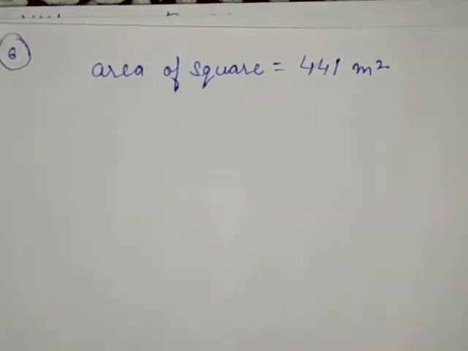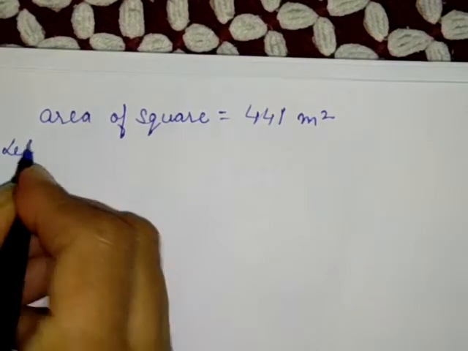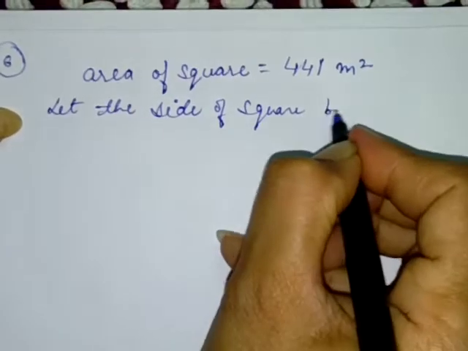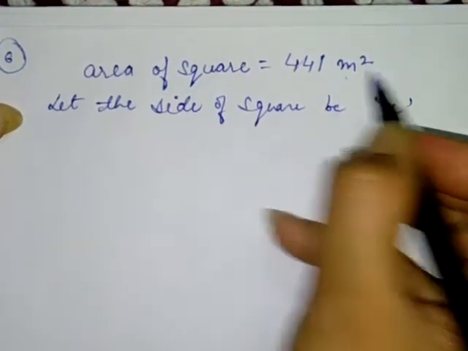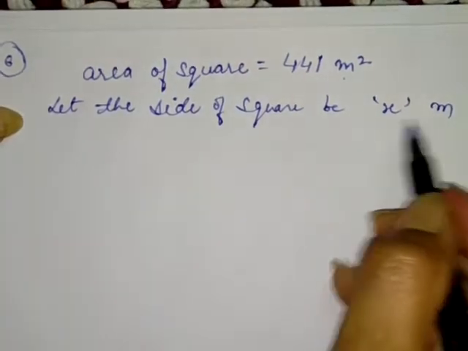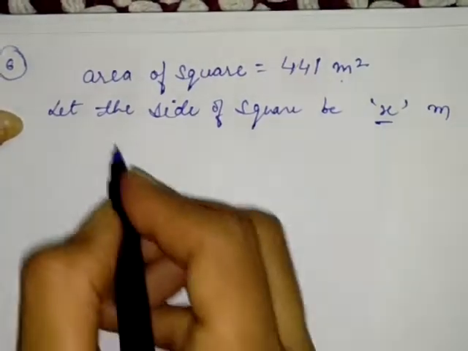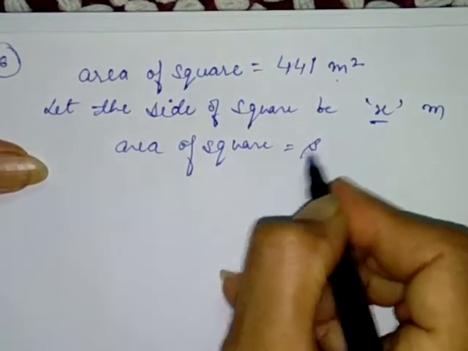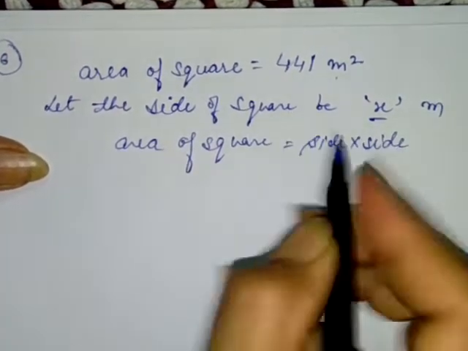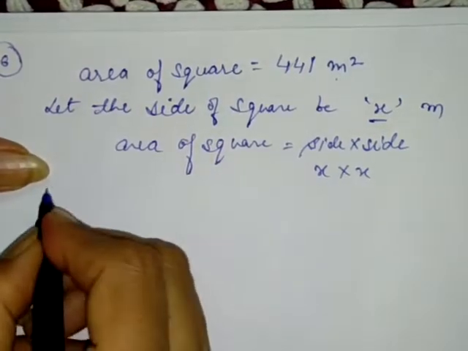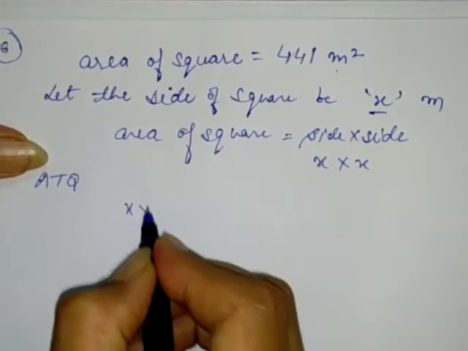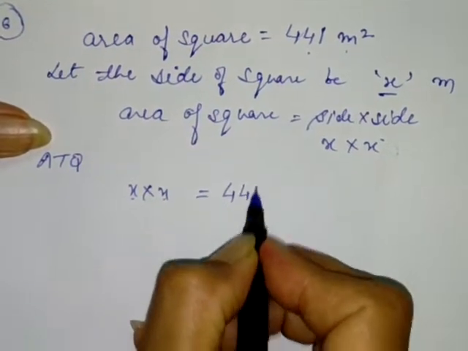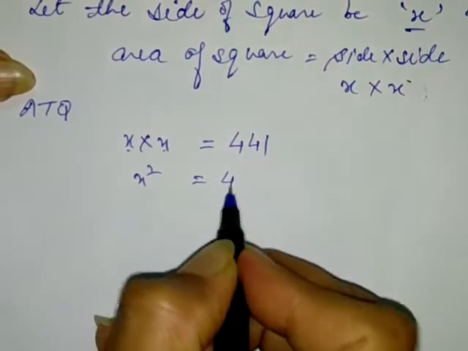So let the unknown quantity, that side I am supposing, let the side of square be x. The unit was meter, so I am taking meter only. If side is x, then what should be the area of square? Area of square is what, beta? What is the formula for calculating area of a square? That's equal to side into side. So that is x into x. So according to question, x into x, this area, it's equal to this given to you. X into x is equal to 441. So x square is equal to 441.